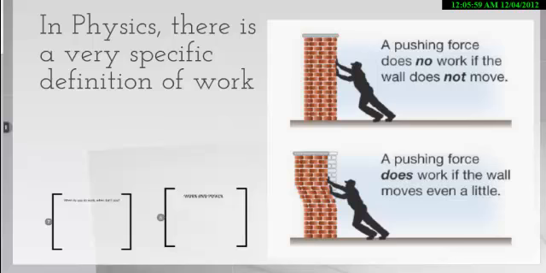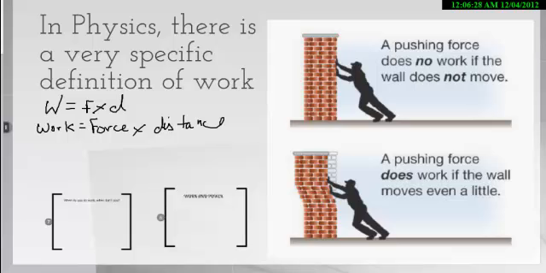In physics, we say that you do work when you apply a force to an object and it moves in the same direction you applied your force, and we can calculate it with this equation. Work equals force times distance. Work is measured in joules, force is measured in newtons, and distance is measured in meters.